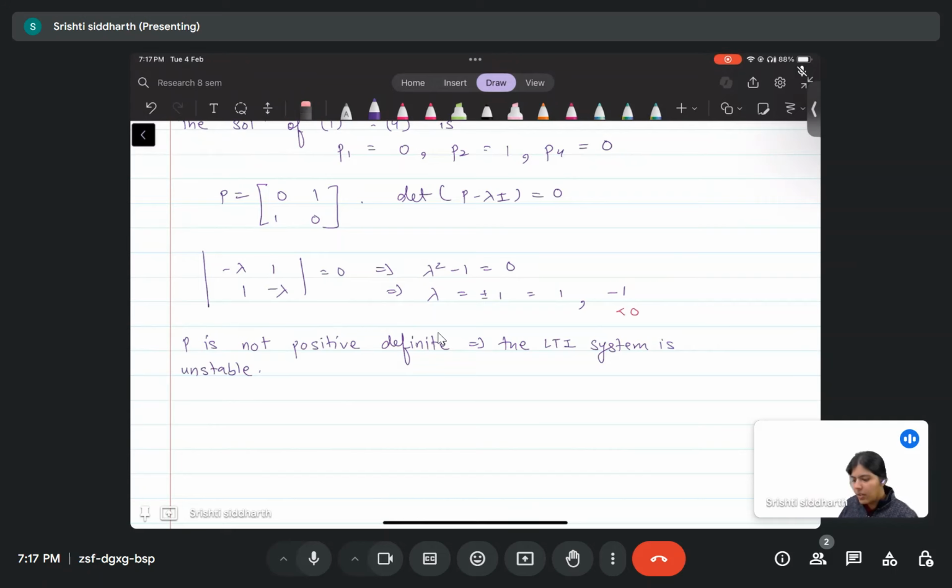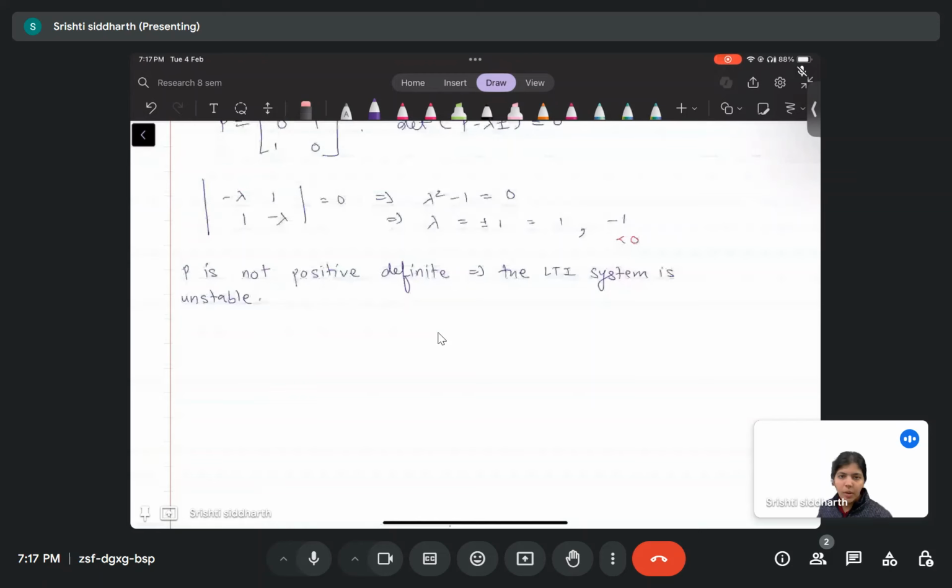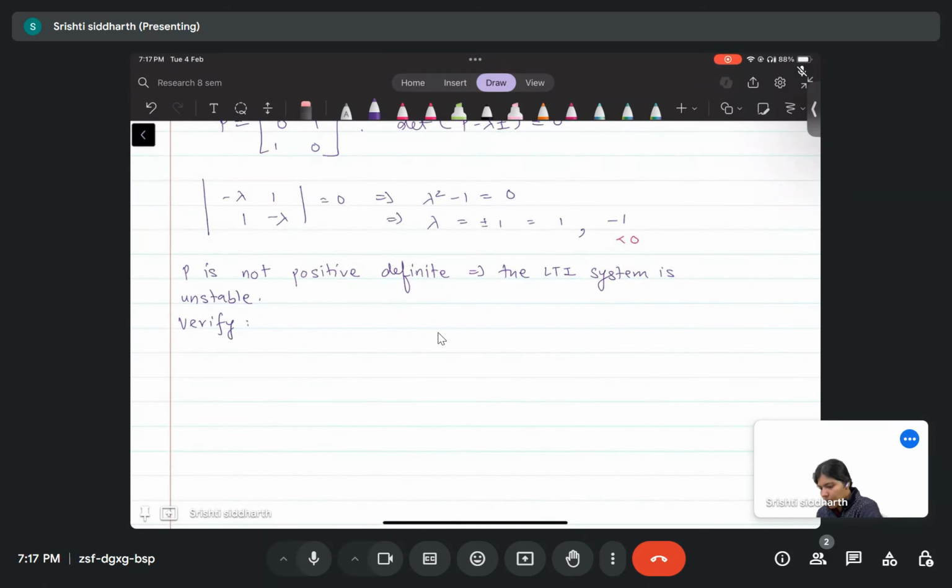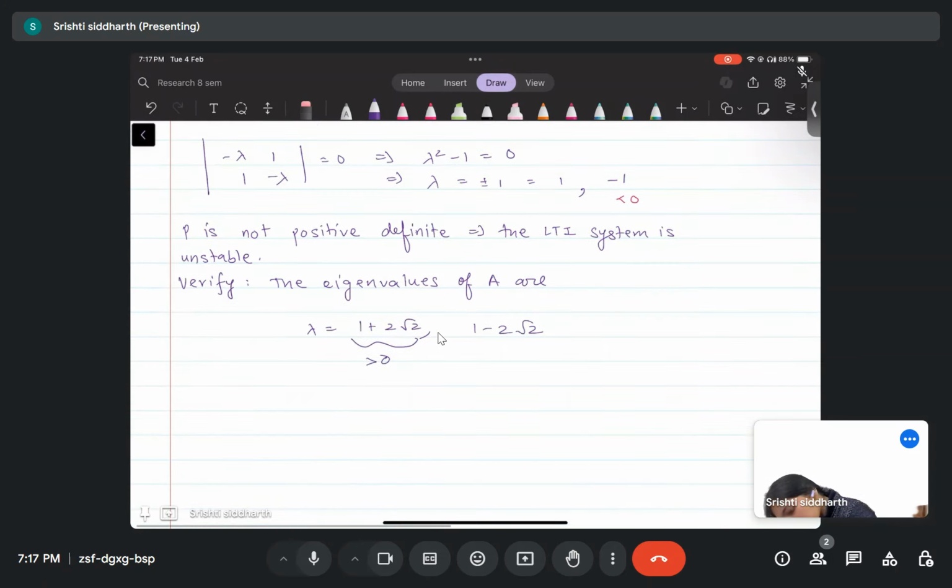So let's verify if it is indeed unstable or not. What we can do is find the eigenvalues of the matrix A. So I'm just going to write down the eigenvalues directly. You can check these later. The eigenvalues of A are, and this has a positive real part, which implies that the system is unstable.